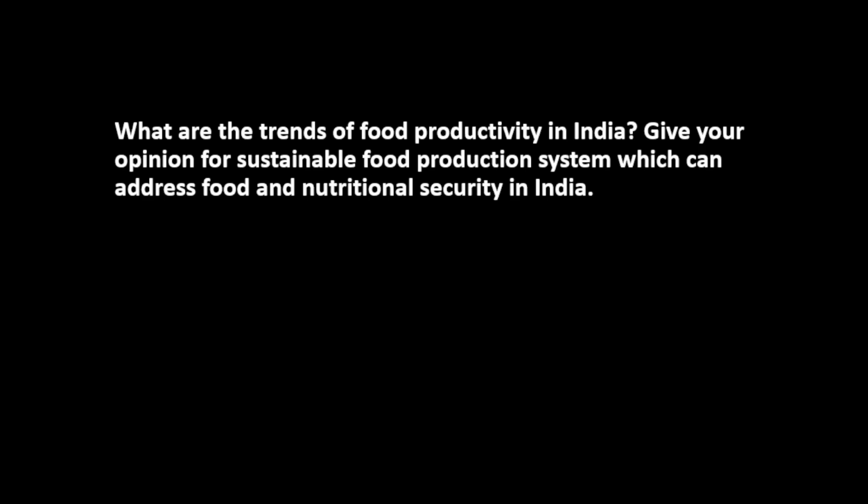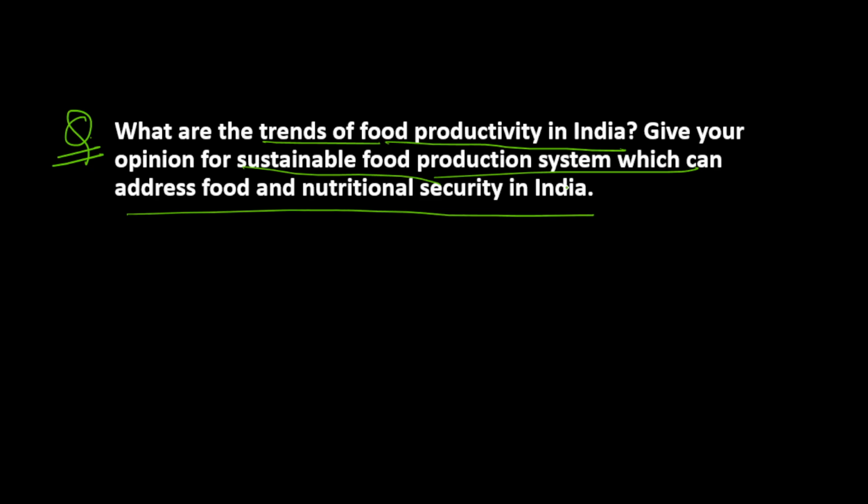So today we are going to discuss the next question of our agriculture optional answer writing practice series. The question for today is, what are the trends of food productivity in India, and give your opinion for sustainable food production system which can address food and nutritional security in India. This question was asked in this year's agriculture optional paper of the UPSC Civil Services Examination, that is in 2025. So let's see how we can approach the answer.